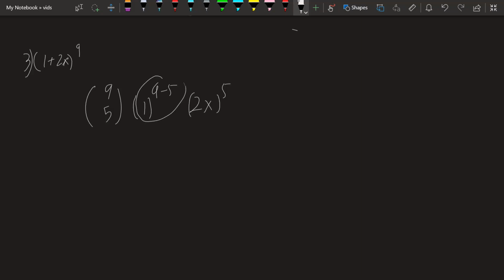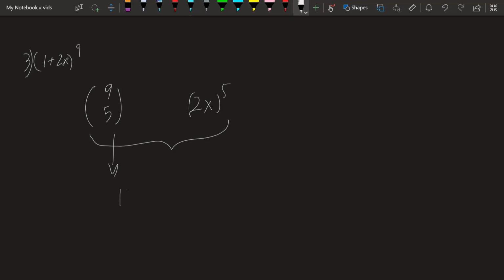Now, 1 raised to any power is equal to 1. So we can remove this, except for infinity. 1 raised to infinity is something else, but that just came out of nowhere. Really sorry. I love infinity, guys. I love infinity.